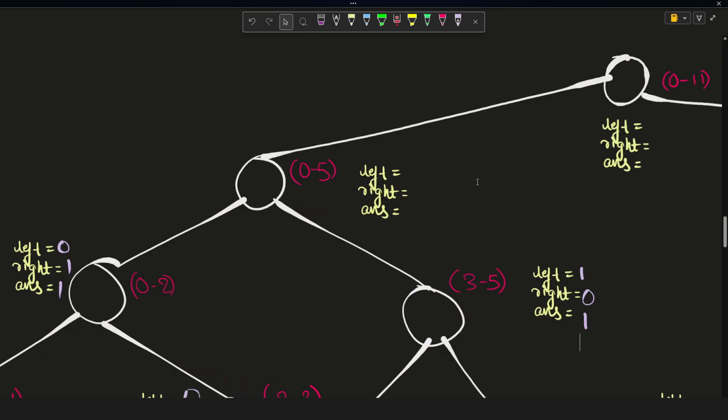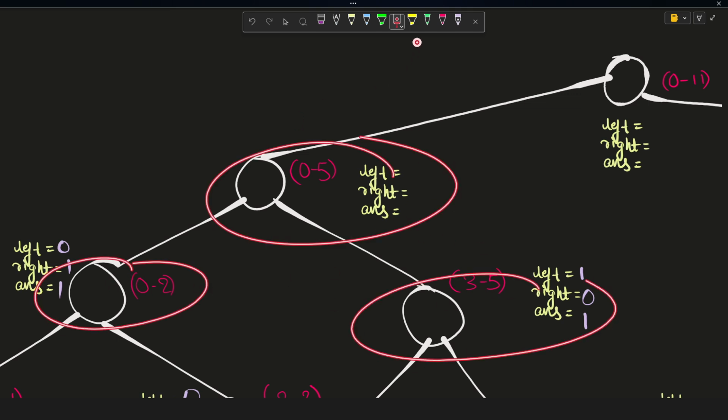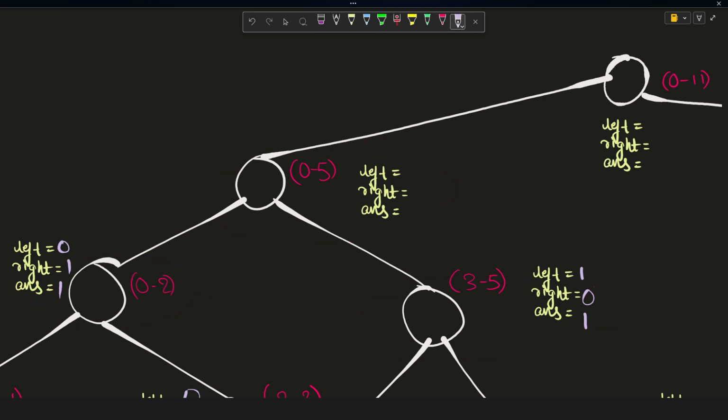And once I do this, what do I have to do next? I just have to combine the result for these two nodes into this. Let's say, this left value will be equal to what? Since the minimum of this and this is 0 only, the left value will be equal to this 0 plus 1 minus minimum, which is 0. So 1 only. And similarly, the right value will be equal to 1 plus 0, that is 1, minus minimum, which is 0. So 1 minus 0, 1.